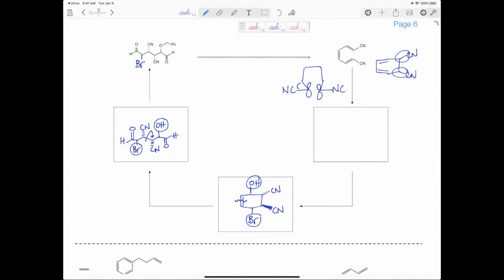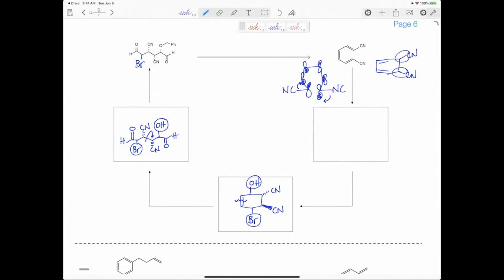So I need this to go up, I need this to go down so that they're anti to each other, right? Which means my orbitals have to be here and here. And then I just got to fill it in with the rest, correct? 1, 2, 3, 4, 5, and 6.